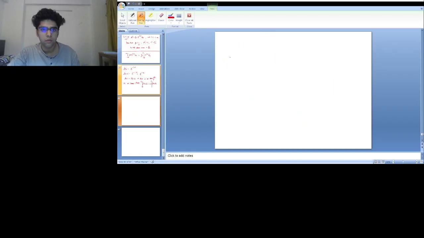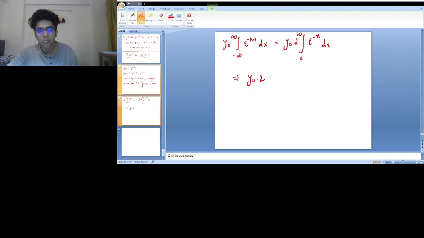So now let's just solve this. Y0 was outside, the integral from minus infinity to infinity of e to the power minus mod x, and e to the power minus mod x is an even function, so I can write this as 2 times the integral from 0 to infinity of e to the power minus x dx, because when x lies between 0 and infinity, mod x will be just x. This will give me y0 times 2 times e to the power minus x, minus 1, from 0 to infinity, and this should be equal to 1 because I'm integrating the PDF.